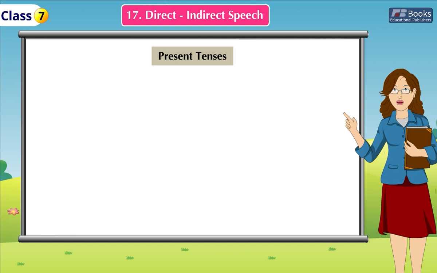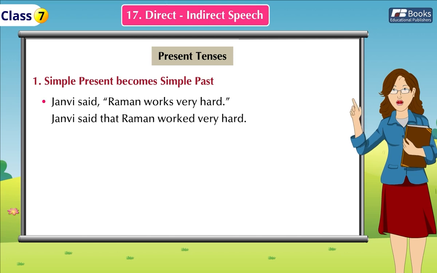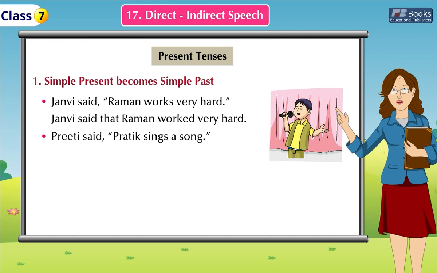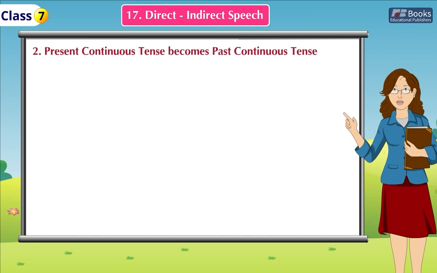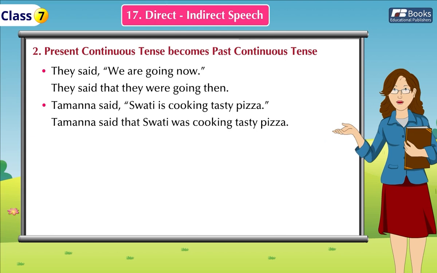Present tense. First, simple present becomes simple past. Janvi said, "Raman works very hard." Janvi said that Raman worked very hard. Preeti said, "Prateek sings a song." Preeti said that Prateek sang a song. Second, present continuous tense becomes past continuous tense. They said, "We are going now." They said that they were going then. Tamanna said, "Swati is cooking tasty pizza." Tamanna said that Swati was cooking tasty pizza.